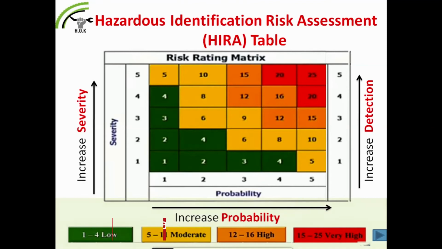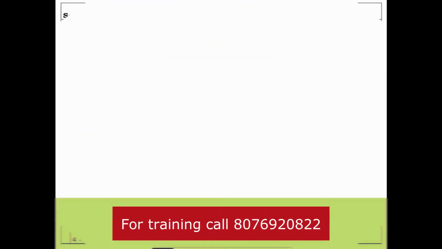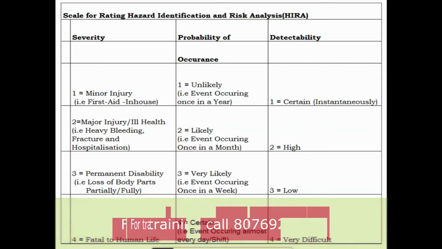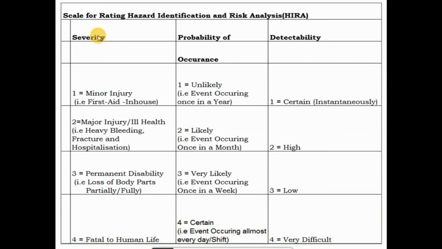Here this is the scale of rating for hazard identification and risk analysis, meaning how to identify the rating of severity, the rating of occurrence and the rating of detectability.